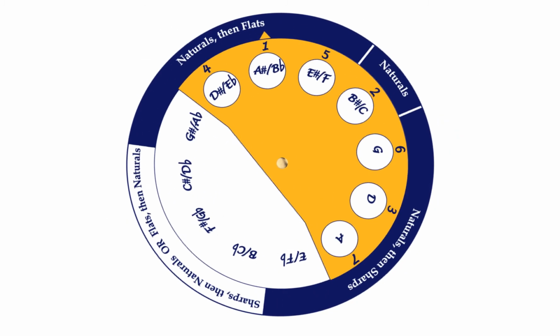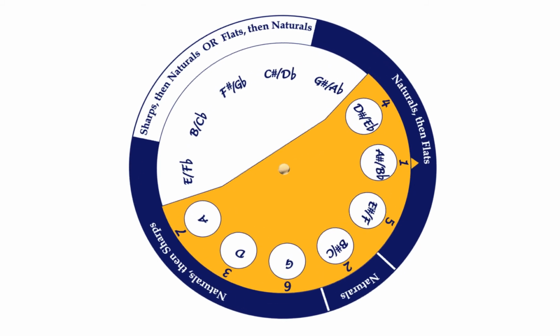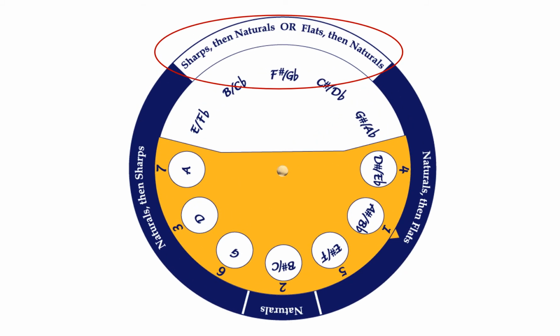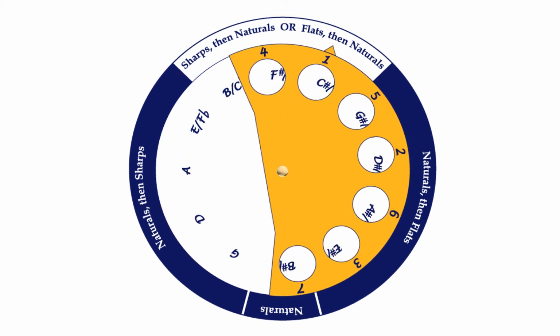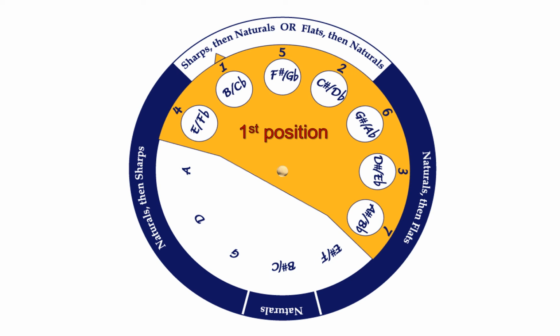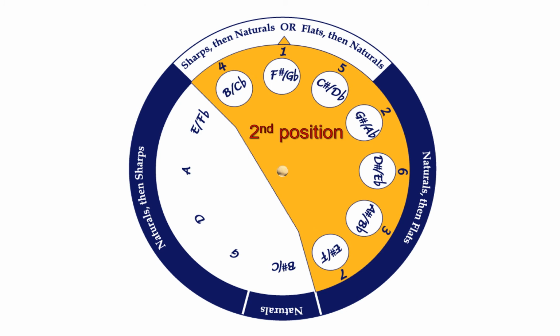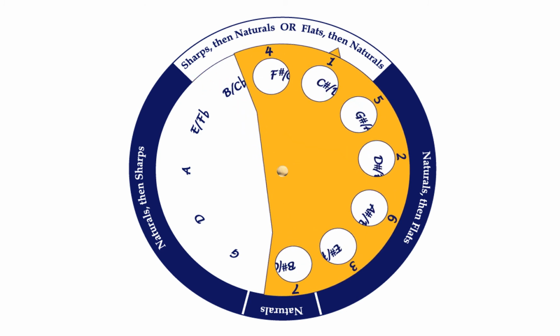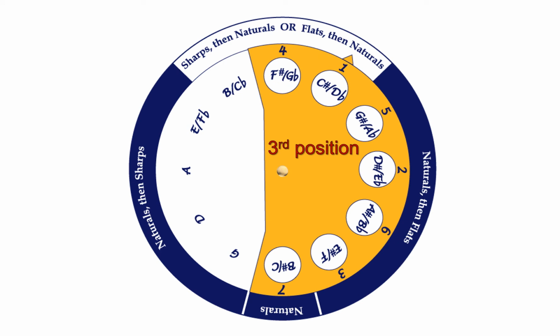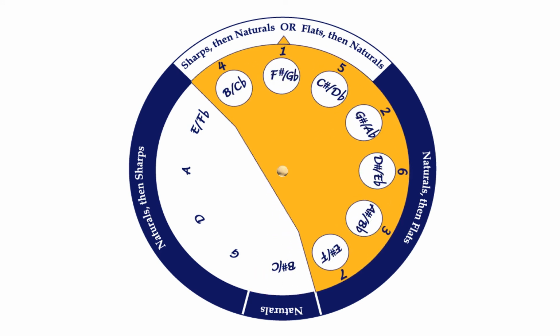When the pointer lands on the section sharps, then naturals, or flats, then naturals, there are 3 possible positions. Notice that in each of these positions, the notes in all 7 holes have 2 different names. Consequently, each of these 3 scales can be named in 2 different ways. For example, the scale shown here can be named by giving priority to sharp names over natural names, or it can be named by giving priority to flat names over natural names.